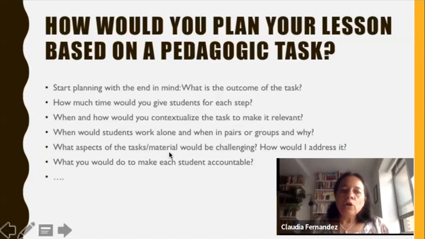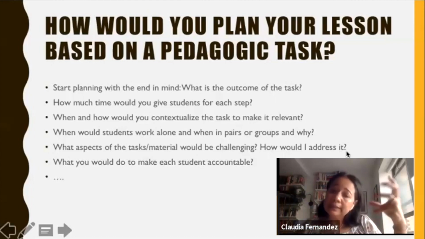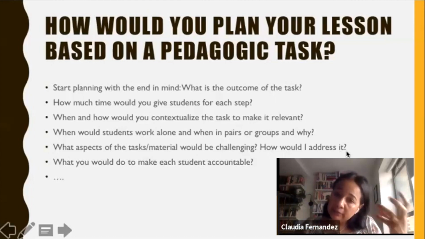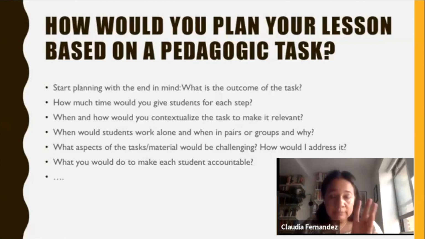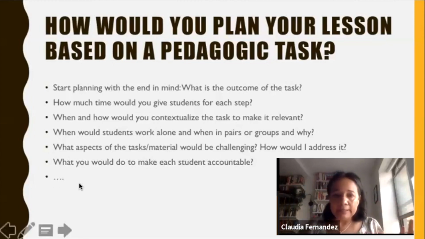What aspects of the task material would be challenging, right? Or how are you going to address it? Is the text too difficult? How can I make it less difficult without losing authenticity, of course, right? Or maybe challenging for you as a teacher, like what happened to me, that the names of the gadgets, because English is my second language, I didn't know how to even say them in Spanish. So think about that in a proactive way.